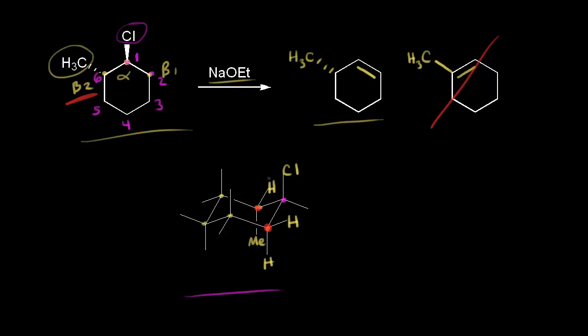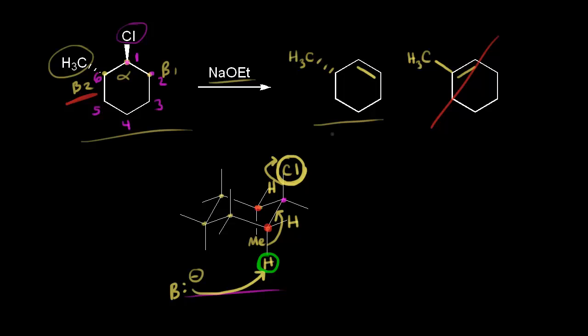For E2 elimination in cyclohexanes, the halogen must be axial. So here is our halogen that's axial. And when the halogen is axial in this chair conformation, the only hydrogen that's anti-periplanar is this one in green, as we saw in the video. So if a strong base comes along and takes the proton in green, the electrons in here would move in to form our double bond, and these electrons come off onto the chlorine.